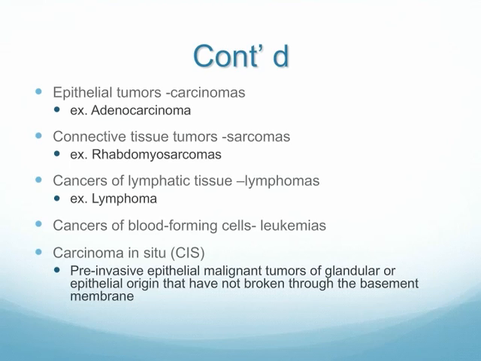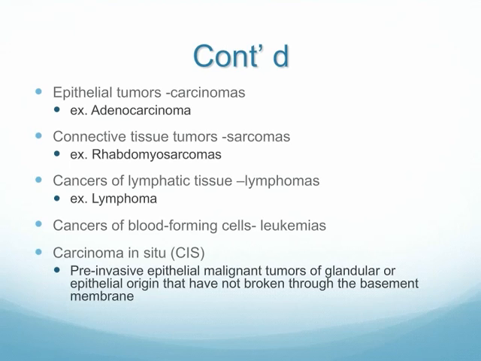Connective tissue tumors are called sarcomas. So rhabdomyosarcoma is one example of a sarcoma of the connective tissue. Lymphomas occur in the lymphatic system, so we call that a lymphoma. Cancers of blood-forming cells are called leukemias, typically affecting our white blood cells.